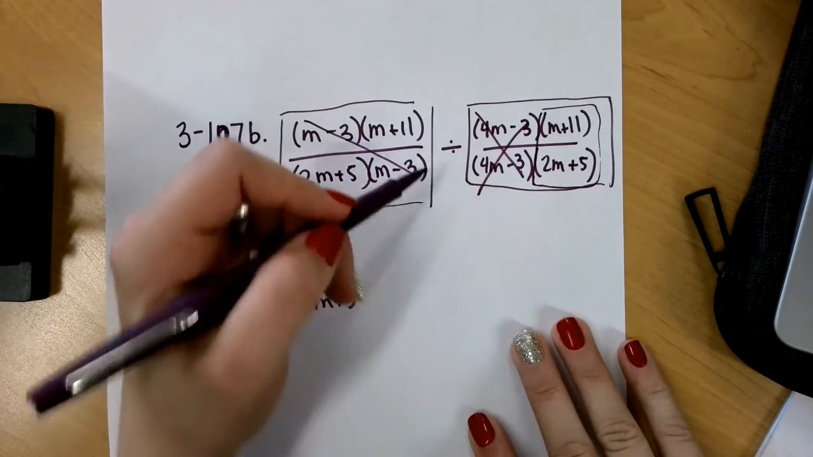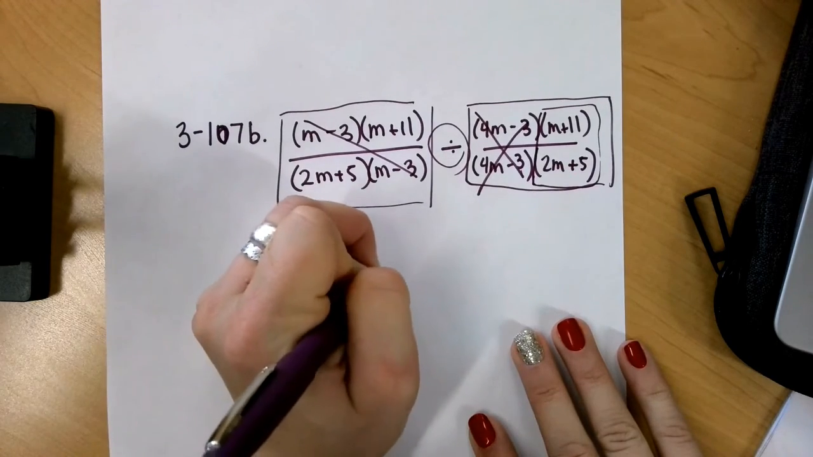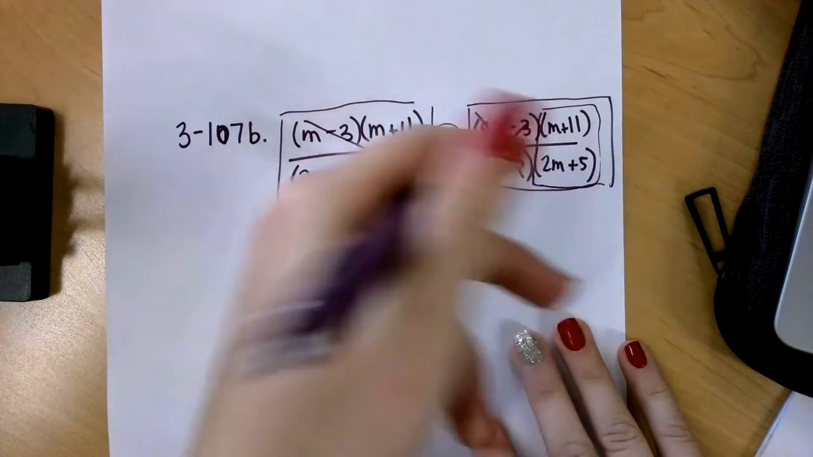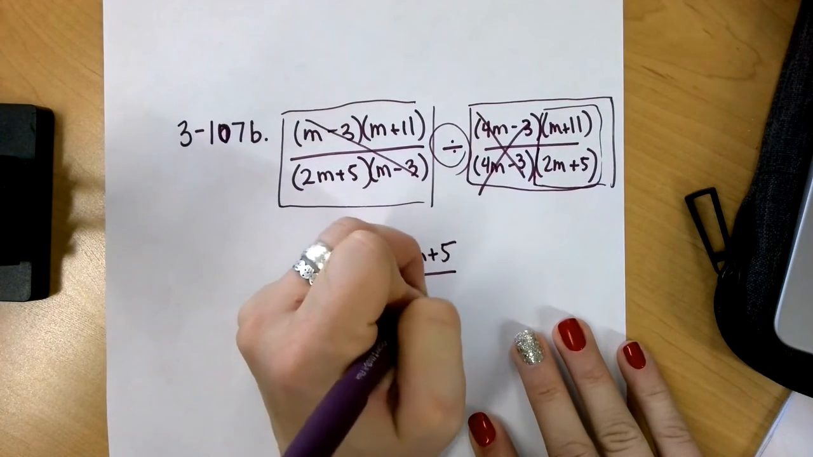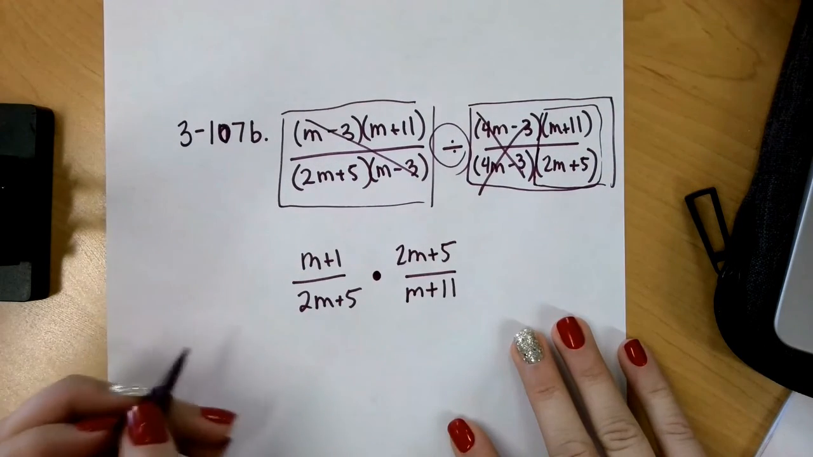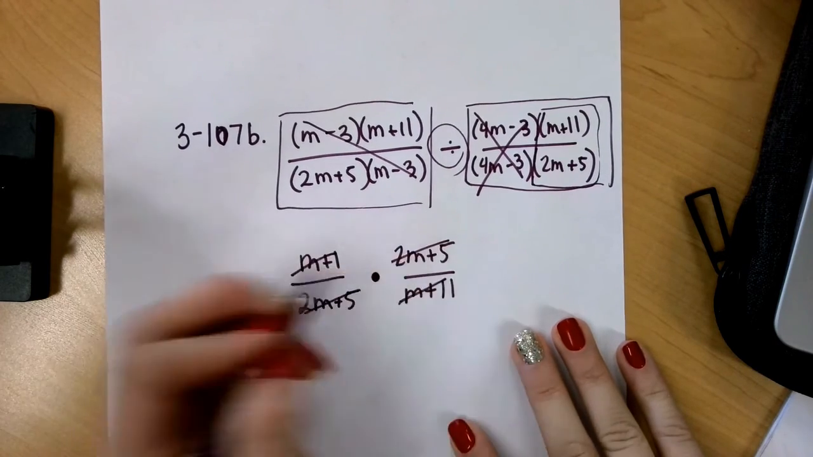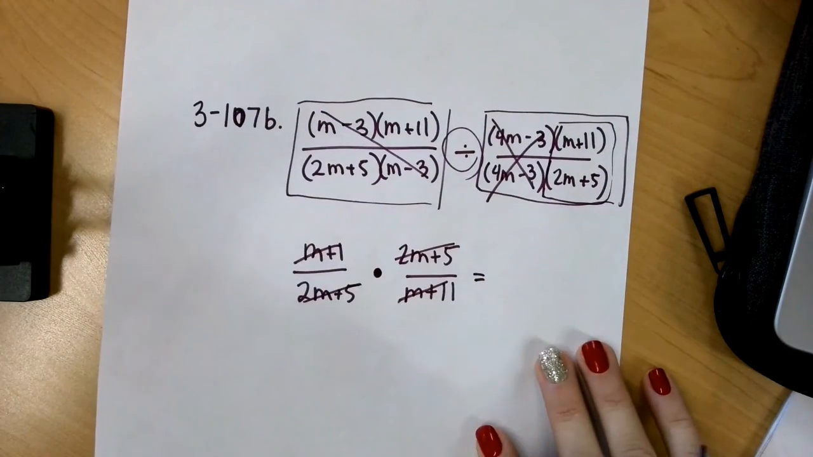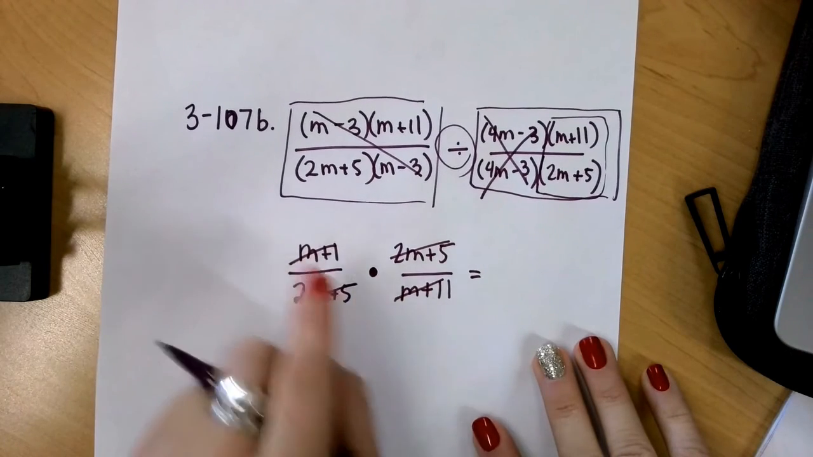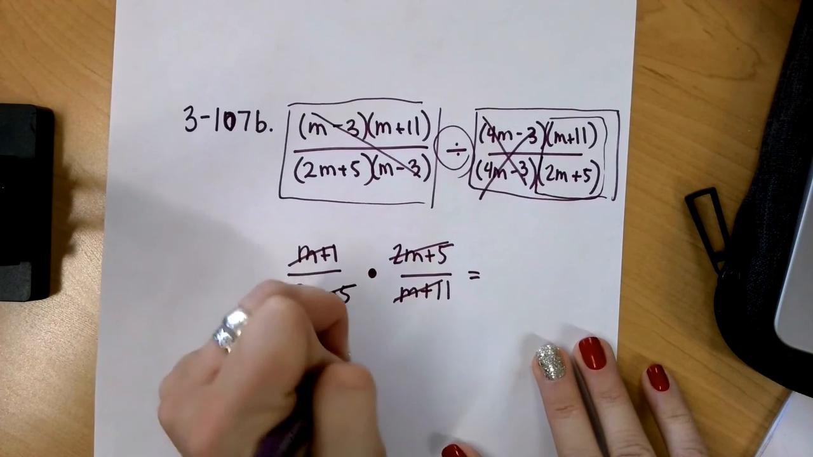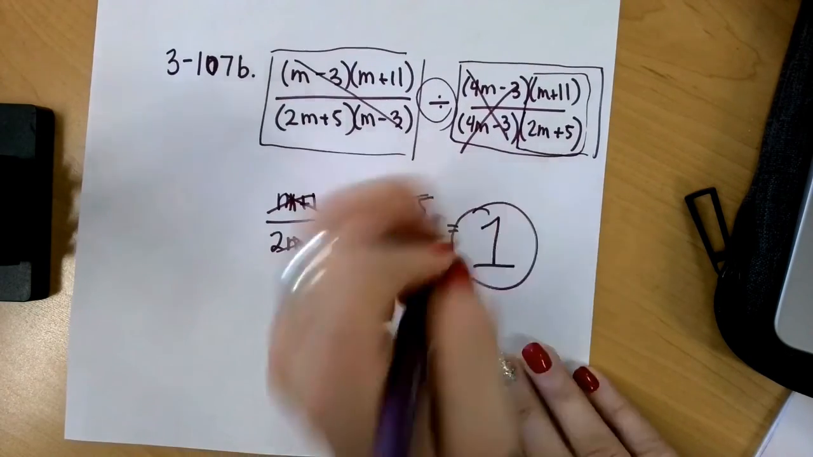And again, with a division problem, I multiply by the reciprocal. So this becomes multiplication. And then I do the reciprocal, which is 2m plus 5 over m plus 11. And I can see now that these would cancel out and these would cancel out. So a lot of times I'm seeing people put 0. But remember, these are basically just ones. So like I end up having 1 times 1. So 1 times 1 equals 1. And that's the final answer.